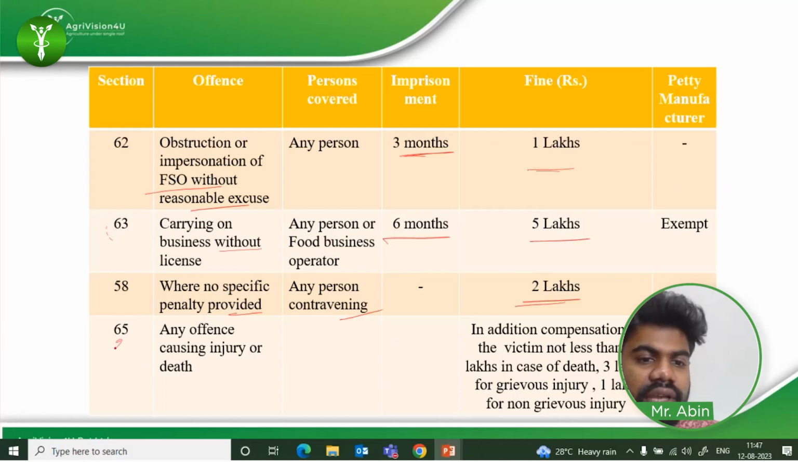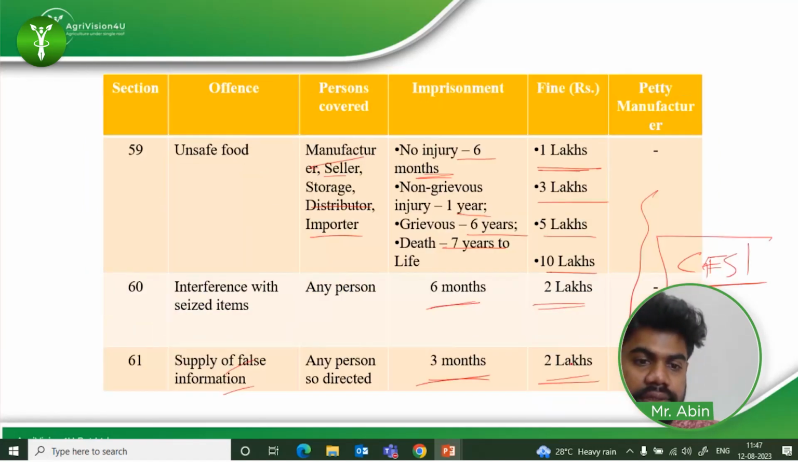Section 65 is any offense causing injury or death. Whatever is specified under this, any offense, in addition there is compensation to the victim: not less than 5 lakh in case of death, 3 lakh for grievous injury, 1 lakh for non-grievous injury. So these all are the things coming under the offenses and penalties.